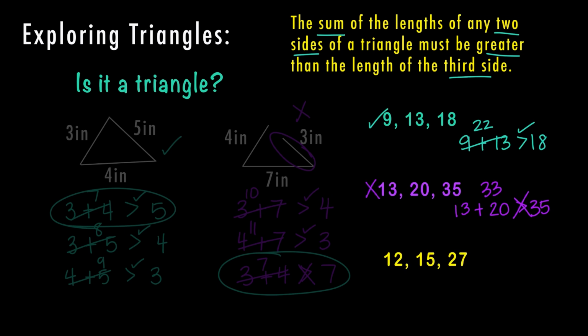We're going to test out one more. So I have 12 plus 15, is that greater than 27? 12 plus 15 is 27. That is not greater than 27, so this one is also not a triangle. So if the side lengths are not large enough to be greater than the third side when you add them up, then it would not form a triangle.